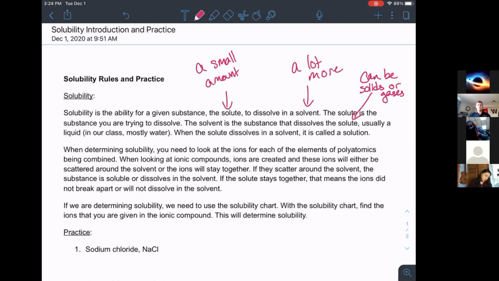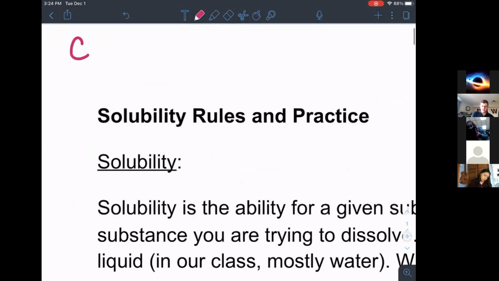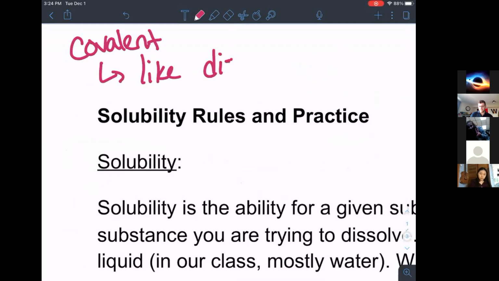So there's going to be 2 types of solubility. There's one solubility that we're not going to focus on in this class a whole lot, but it's that likes dissolve likes, and that's going to be for our covalent bonds. So for covalent, like dissolves like.